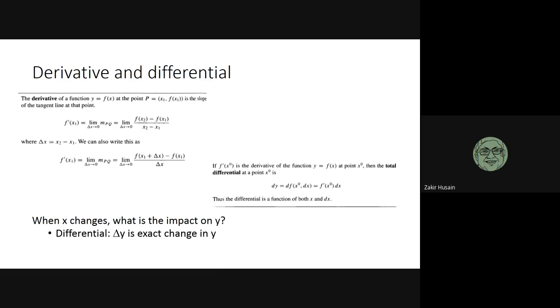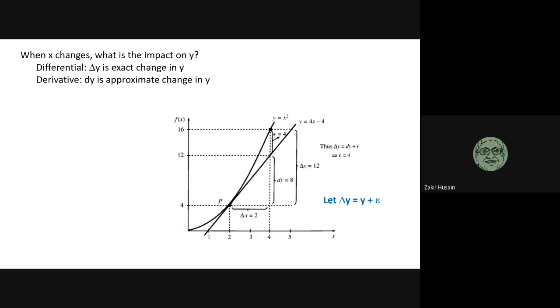So when x changes, what is the impact on y? A differential will give us the exact change in y. Del y is the exact change in y. Derivative, however, is only an approximation of the change in y. So in that case, why do we use derivative? Let's go into this in a little bit more detail.